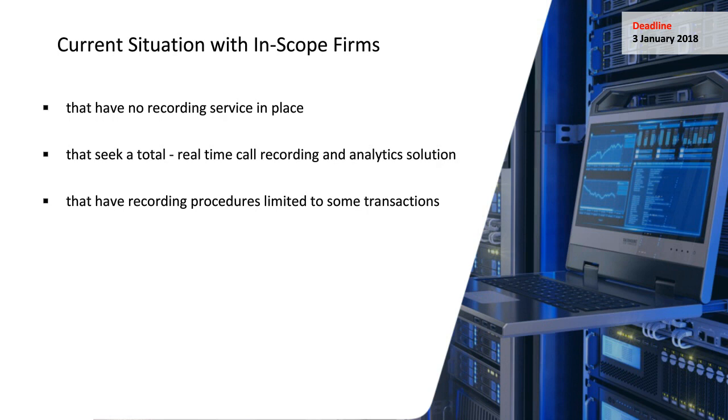In addition to that, we have other firms that do have some recording procedures, but it's limited to some transactions. As we highlighted, one of the sections of MIFID II is the identification. It's actually Section 2 of Article 16.7, where you must identify all relevant conversations in electronic communications. So it's actually increasing the scope and making sure that all conversations related to that trade or the construction of that are actually captured.